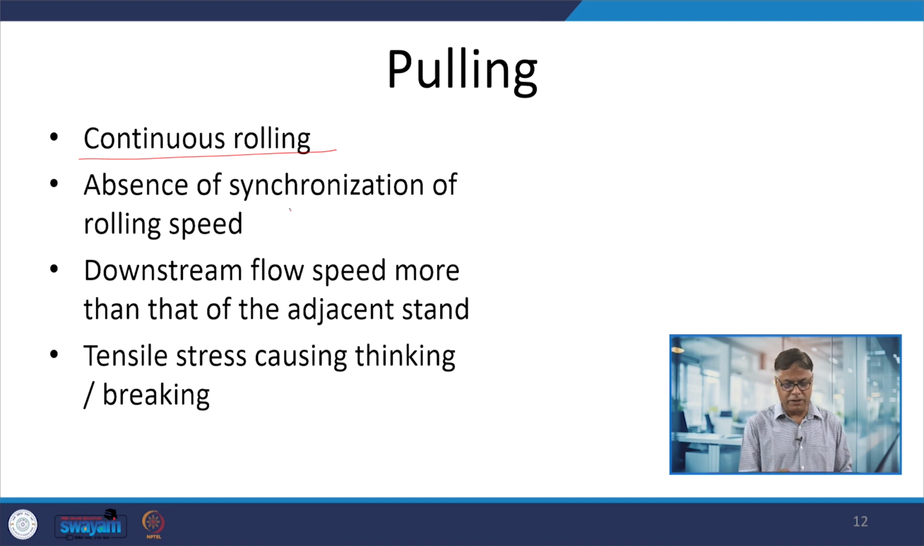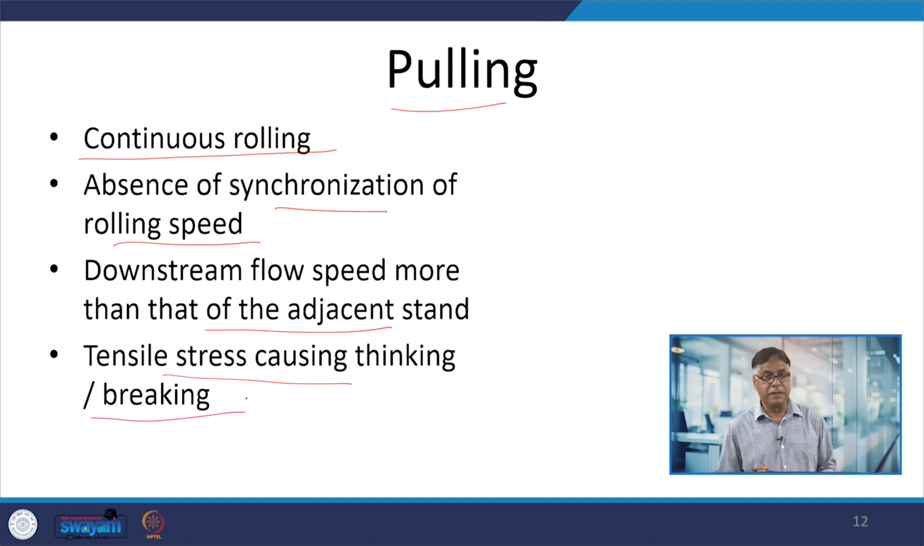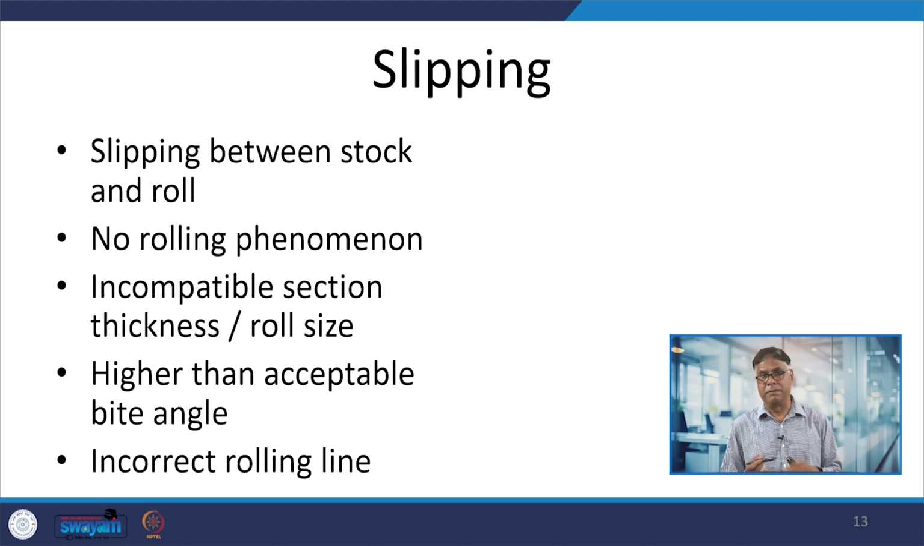Pulling is another situation, observed in the case of continuous rolling. The absence of synchronization of the rolling speed can lead to this kind of situation, and then the downstream flow speed is more than that of the adjacent stand. This can also lead to pulling, and the tensile stresses developed due to the pulling can lead to elongation and breaking of the material.